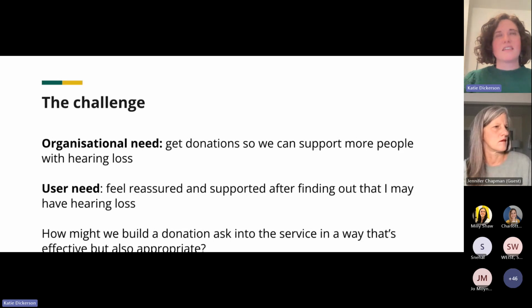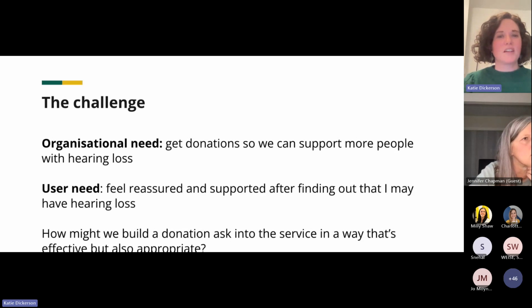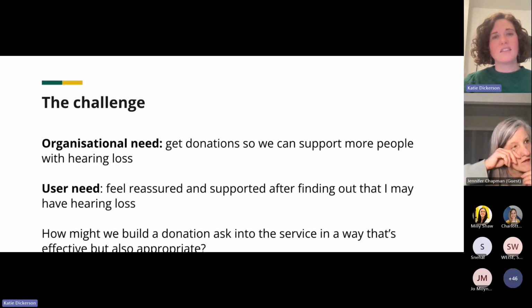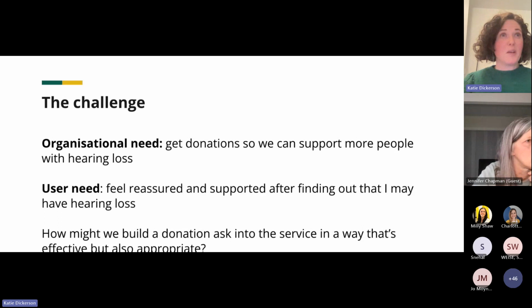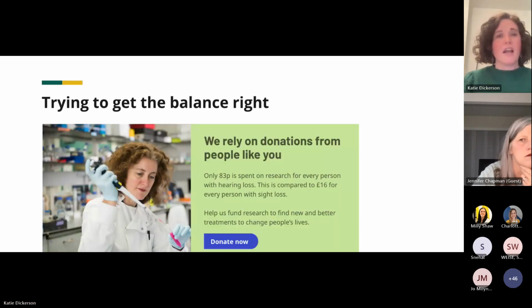People were saying to us, I've just found out that I might have hearing loss and you're asking me for money. And they found that really off-putting because what they needed was to feel that reassurance and support after finding out something that could be quite surprising and upsetting. So we had to really think carefully about how we craft this donation ask and how we do it in a way that can help us meet our organizational needs, but also meet user needs as well.